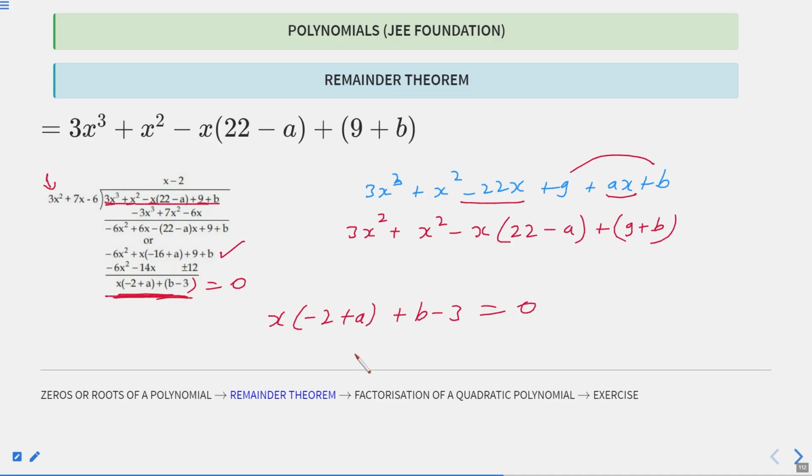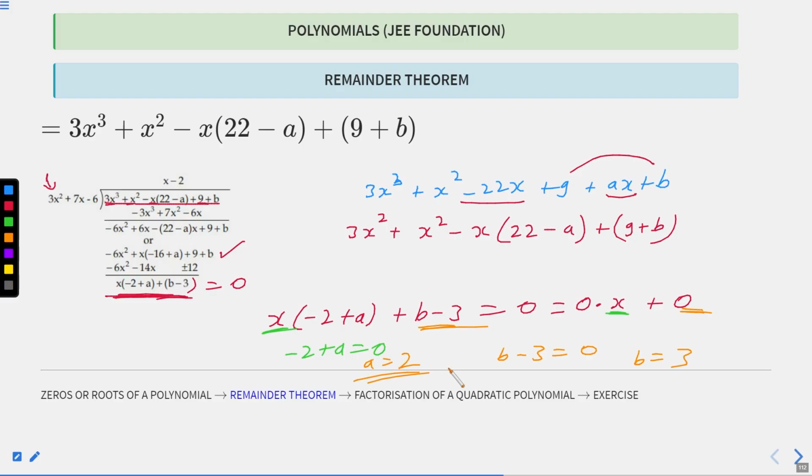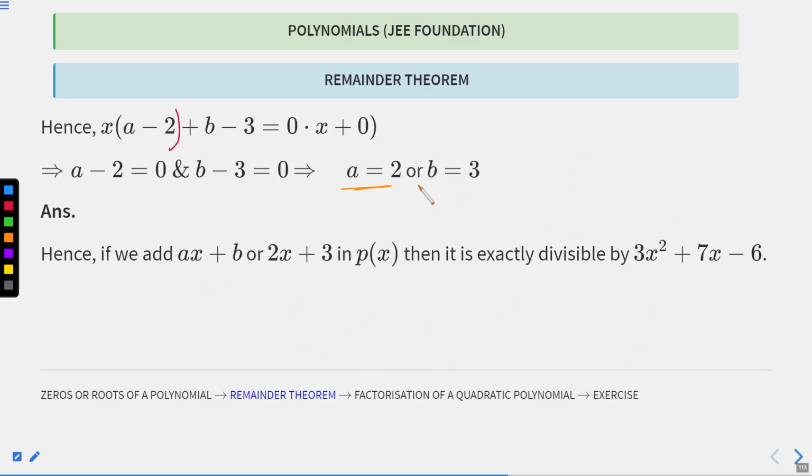So x times (minus 2 plus a) plus b minus 3 is equal to 0. I can rewrite it as 0 times x plus 0. Now comparing the respective values, we compare the coefficient of x: minus 2 plus a is equal to 0. For the constants, b minus 3 is equal to 0. This means b is equal to 3 and a is equal to 2. So a is 2 and b is 3. I hope this is clear.